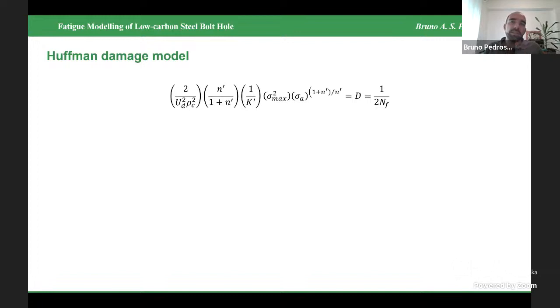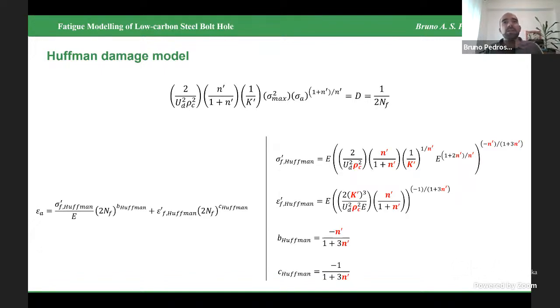So in order to make it easier, a strain-like formulation is used. And here you can see how the fatigue strength and ductility parameters can be determined. In red are identified the variables that must be defined for the selected materials, namely the strain hardening coefficient and exponent, K' and n', and the critical dislocation density, rho C.